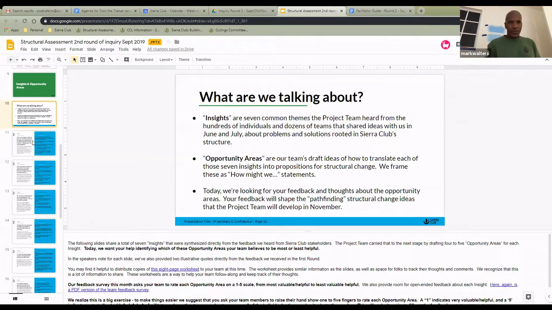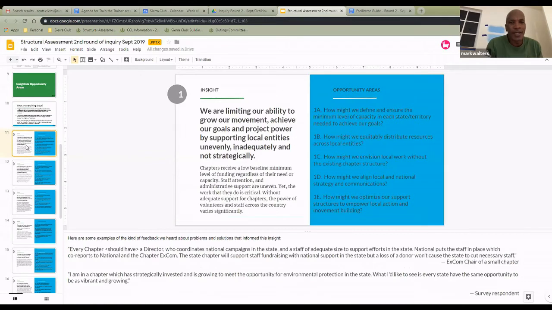So what I'll do right now is maybe go through each of these, and there's a lot of text, so I won't read all of this. I'll just go through some of the main ones. The first insight is that we're limiting our ability to grow our movement, achieve our goals, and project power by supporting local entities unevenly, inadequately, and not strategically.